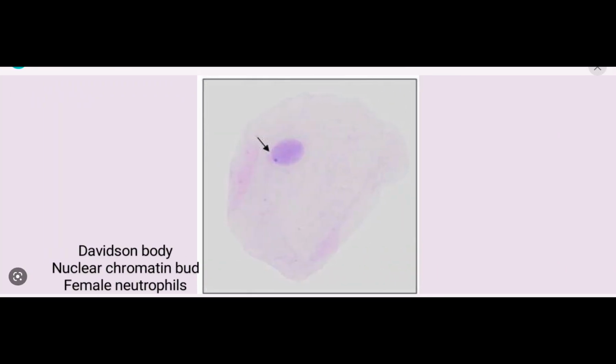Then next we have Davidson body. Davidson body is basically a nuclear chromatin bud in the female neutrophils. Females have two X chromosomes. The one X chromosome goes inactive, and that is formed as the Davidson body in the female neutrophils.